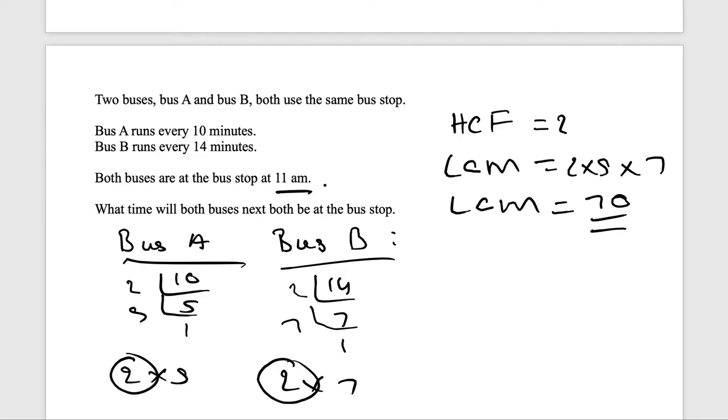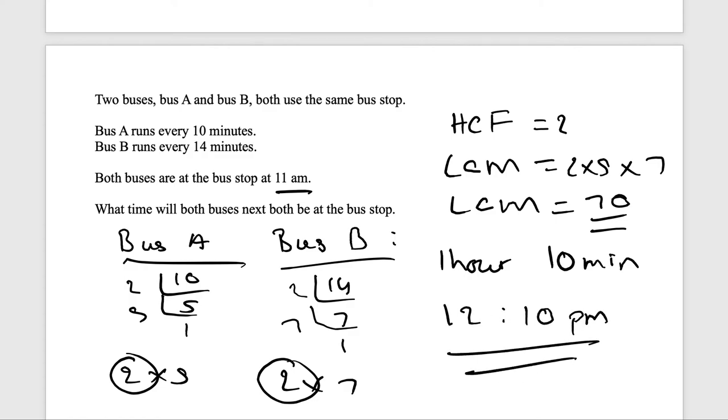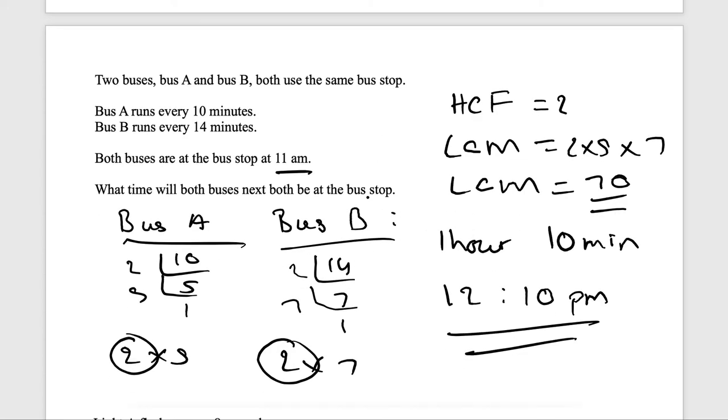So what time will it be in 70 minutes if it's 11 a.m. at the moment? 70 minutes is also known as 1 hour 10 minutes. So 1 hour 10 minutes from 11 a.m. is going to be 12:10 p.m. Okay, that would be your answer for this one.